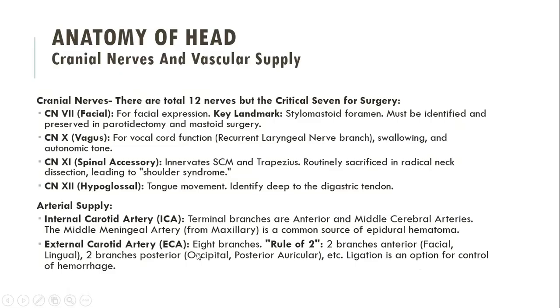The external carotid artery has basically 8 branches, and you can learn or understand them through the rule of two. Two branches are anterior, facial and lingual, and 2 branches are posterior, occipital and posterior auricular. So just like these, this external carotid artery has 8 branches. External carotid artery ligation is an option for control of hemorrhage. Whenever there's a hemorrhage, you must ligate this artery.